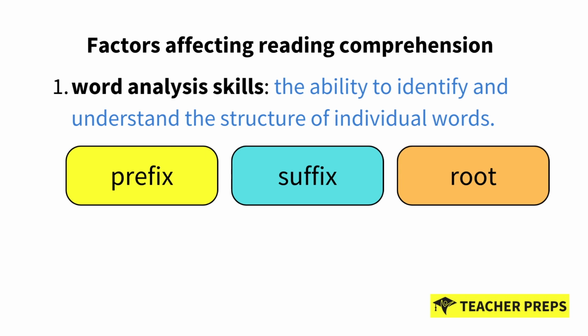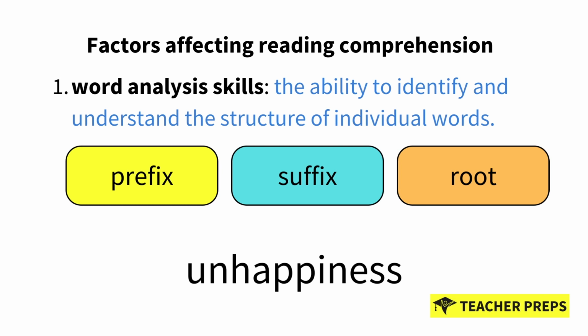I'll wait. As a matter of fact, let's use a timer to see how many words you can write down that have all three. Let's put up 10 seconds. All right, how many did you come up with? Now, here's one example. Unhappiness. Can you identify the prefix, suffix, and root? Now, a bit of a sad word, sorry about that, but hey, it's a good example for our case here.